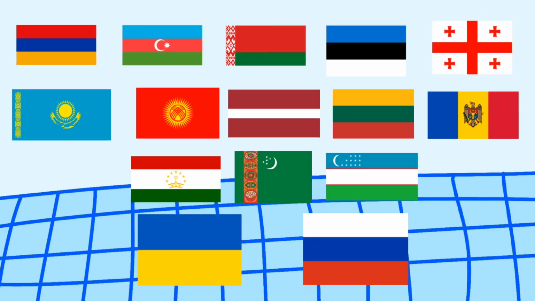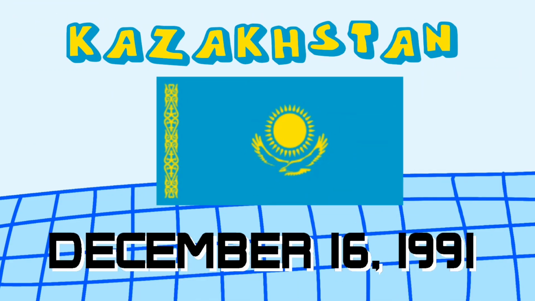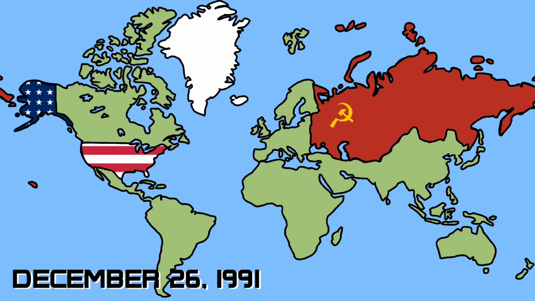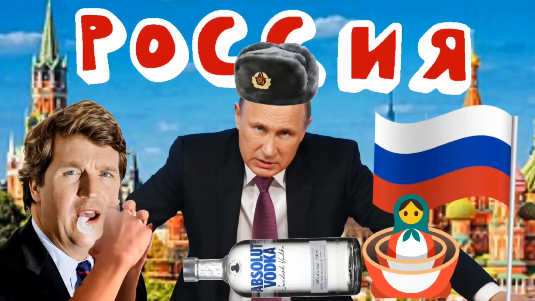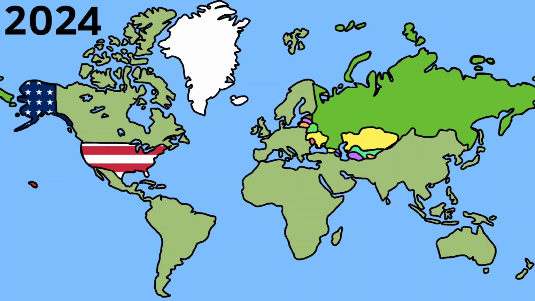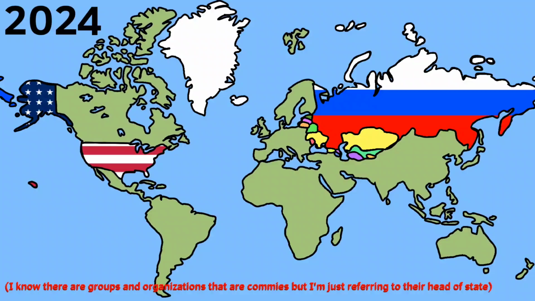What really went down was that one by one, each member of the USSR announced that they were exiting from the Union. The last one to leave was Kazakhstan on December 16, 1991. And officially on December 26, 1991, the USSR fell into different nations, the largest being the Russian Federation. Today, communism in Russia and its former USSR territories has almost completely disappeared.